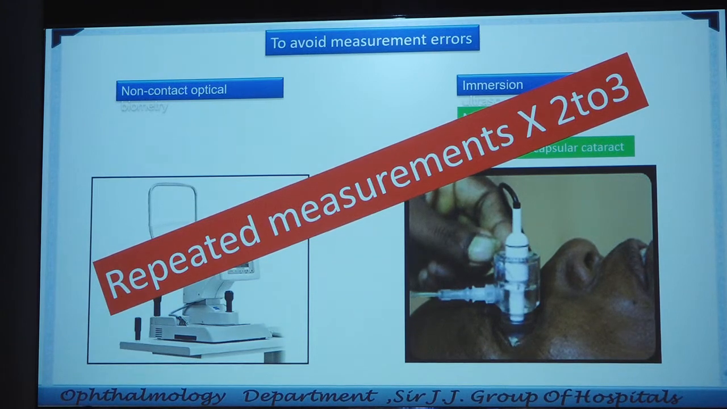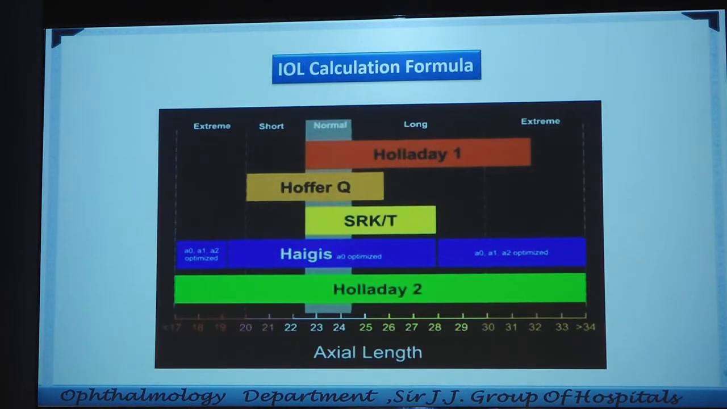Then the repeated measurement. See what happens? Are we doing repeated measurement? No. Because in SICS, one measurement, one lens, go ahead. So this is what happens. With repeated measurement, you can have one IOL calculation formula.